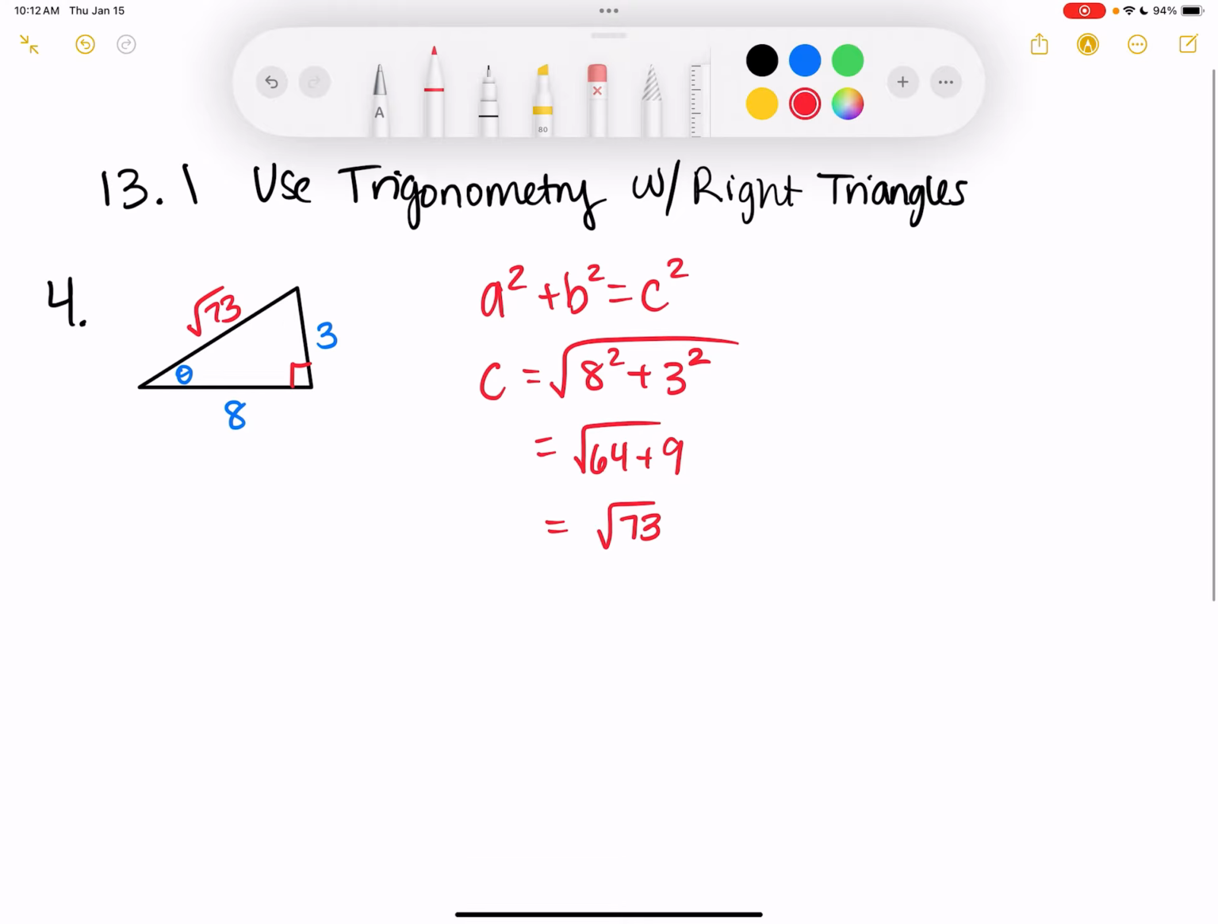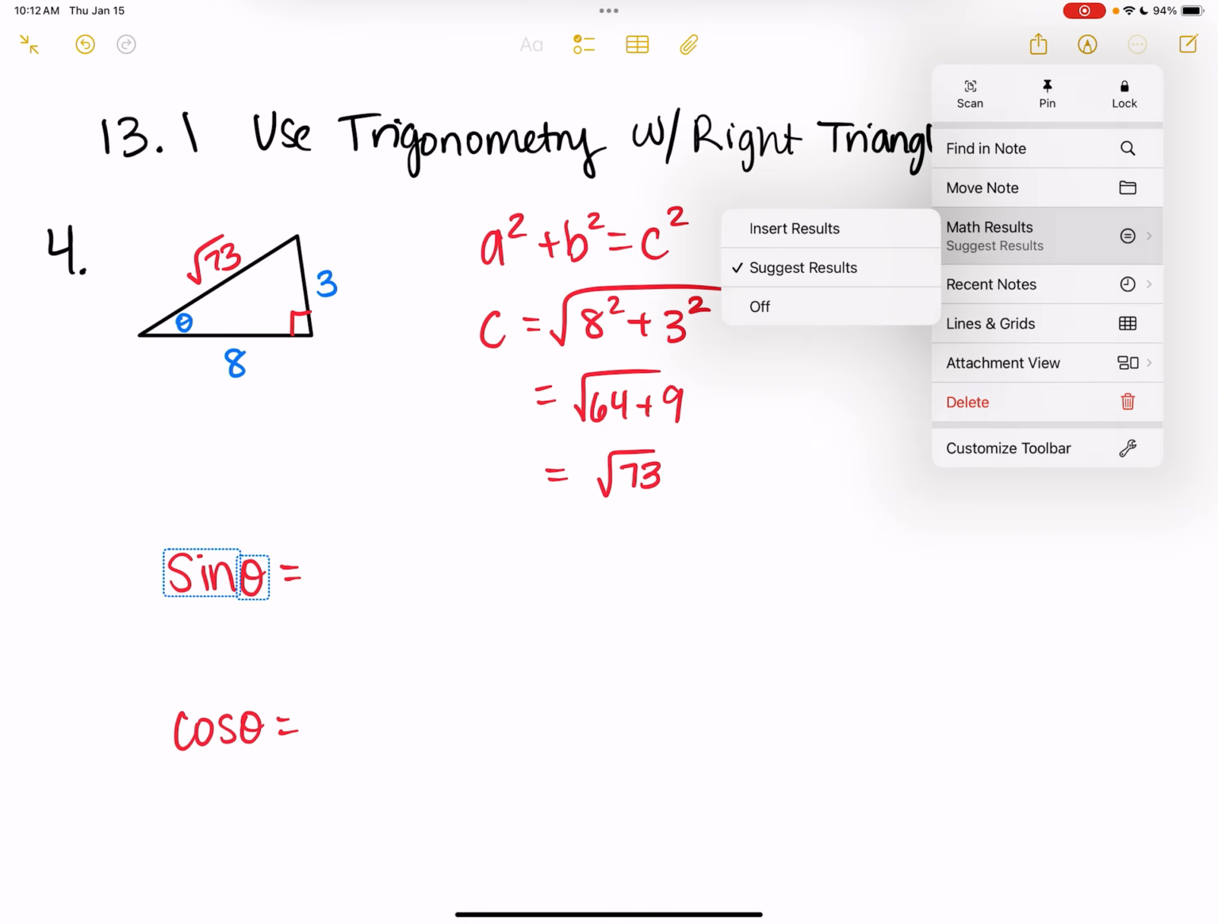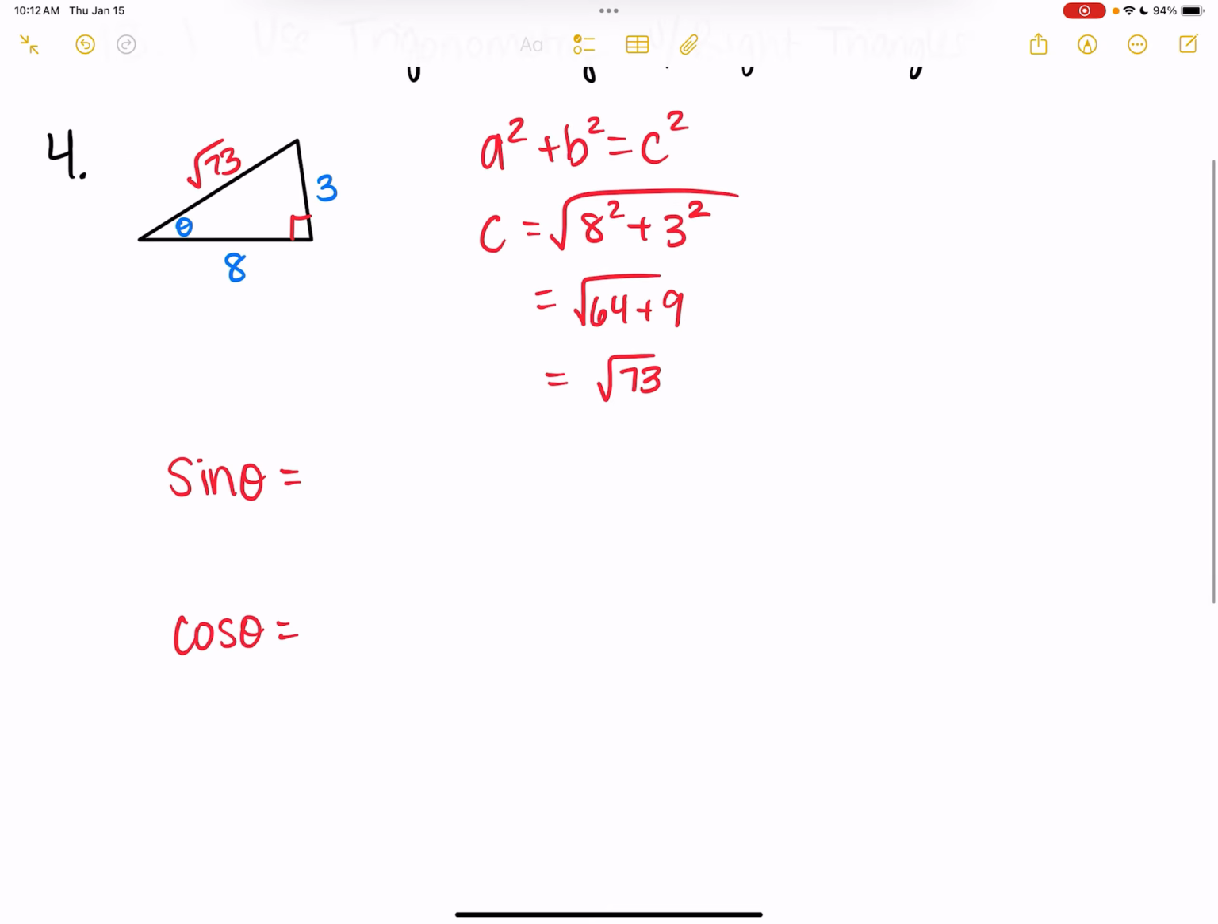I'm dealing with this angle theta, so I'm going to set up to find all 6 trig functions. I go ahead and set them all up. I'm going to have to turn this off or it's going to be trying to fix everything. And yes, you need to write them in this order, and you'll see why in just a second. Last year you probably dealt with sine, cosine, and tangent at least a little bit.